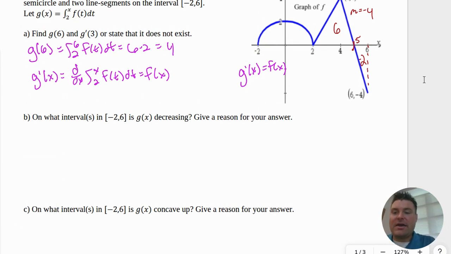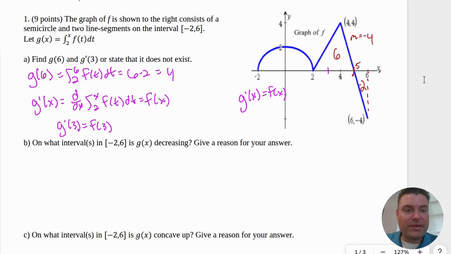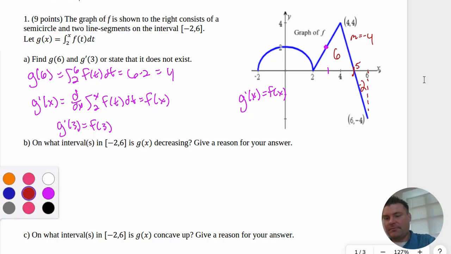So now that we know that g prime of x is just f of x, we know that g prime of 3 is just f of 3, and we have to find the value here at 3, which we don't have. We've got to do a little bit of math investigating here. This is going to have a slope, if it's from the point (2, 0) to (4, 4), of 2. Okay, so this slope right here is equal to 2. And since it has a slope of 2, you can kind of draw the rest of the way over here.